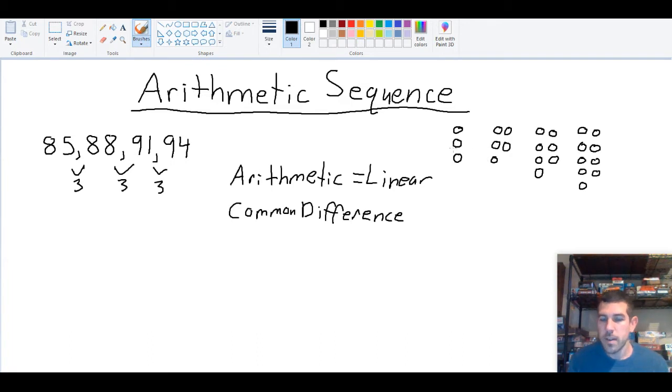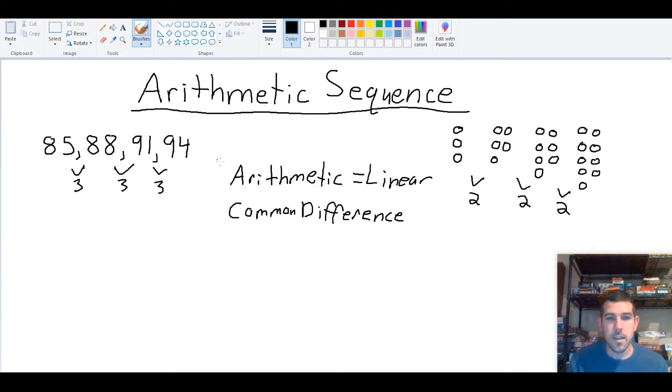For our pattern of circles, from 3 to 5, that has a difference of 2 circles. From 5 to 7, a difference of 2 circles. And from 7 to 9, still a difference of 2 circles. So this sequence would have a common difference of 2. That makes it an arithmetic sequence. If the differences were not the same, not common, it would be some other type of sequence. But today we're just going to talk about arithmetic sequences.